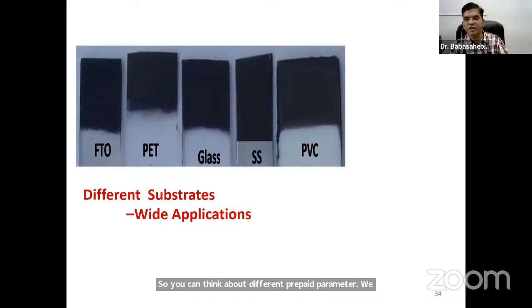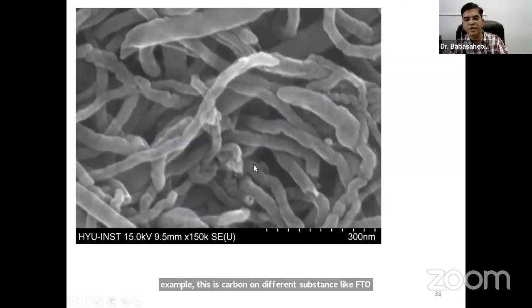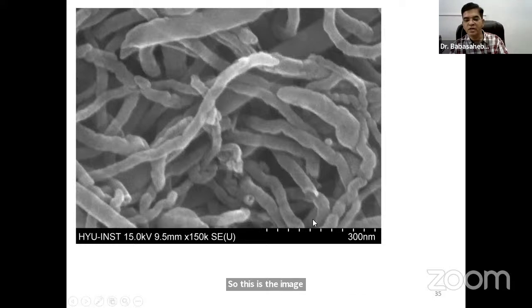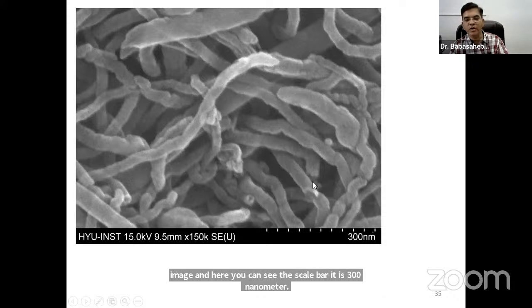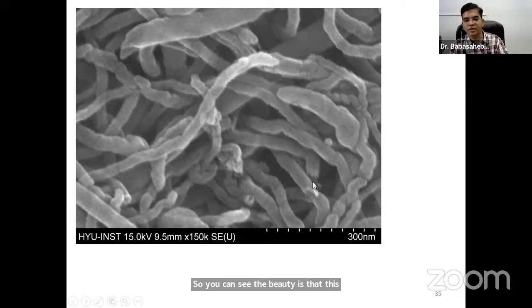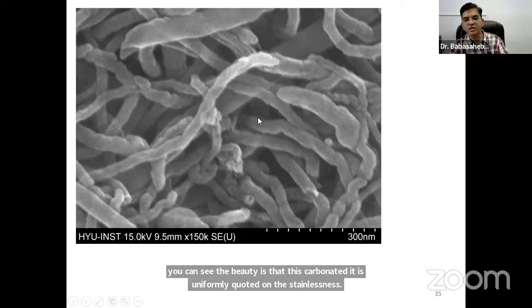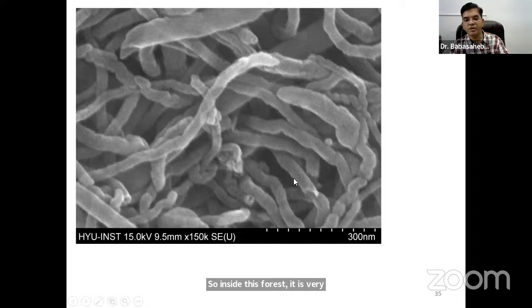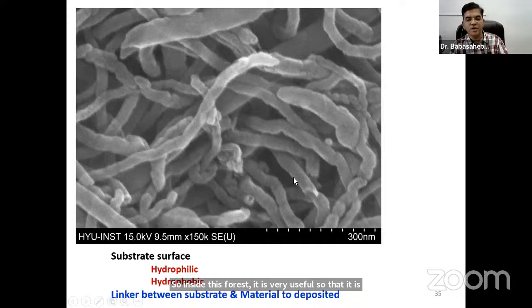Just as an example, this is carbon nanotube coated on different substrates like FTO, PET, glass, stainless steel, as well as PEC and PVC. This is a scanning electron microscope image, and here you can see the scale bar, it is 300 nanometer. The beauty is that this carbon nanotube is uniformly coated on the stainless steel substrate. It is porous, very useful, with high surface area. So the substrate surface, whether hydrophilic or hydrophobic, is important.